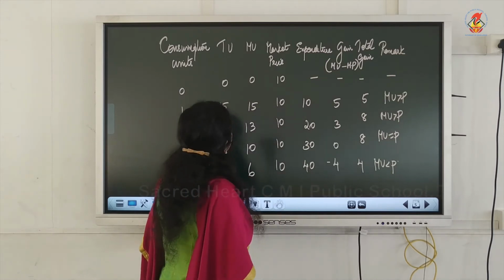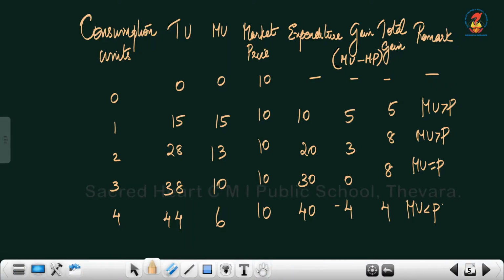This is the table. In the table, the terms which I have given here are consumption units. Consumption units means the number of commodities that a consumer is consuming: 0 unit, 1 unit, 2 units, 3 units, 4 units. Total utility: 0, 15, 28, 38, 44. Marginal utility is 0, 15, 20, 13, 10 and 6.